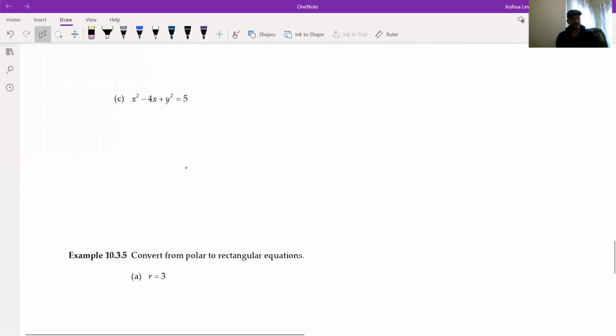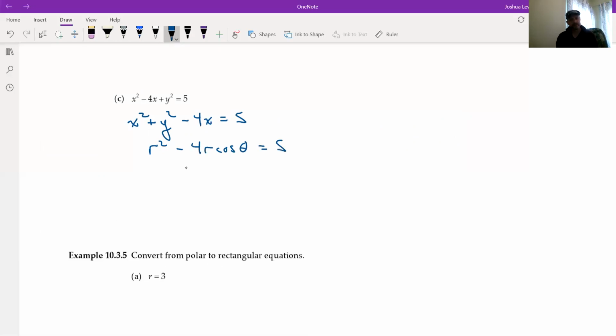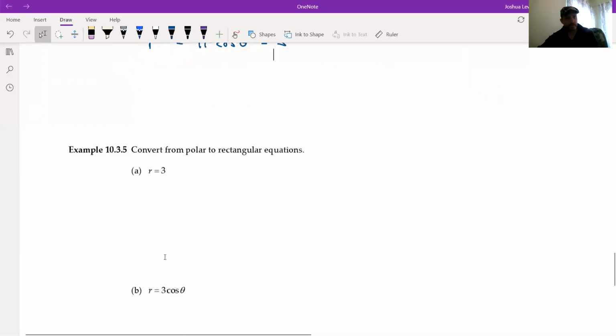So when you look at c here, I'm going to rearrange this, right? x squared plus y squared minus 4x equals 5. Well, x squared plus y squared, we know that that's r squared. And we know that x is r cosine theta. Okay? And so I could write this. All right, how about the other way?